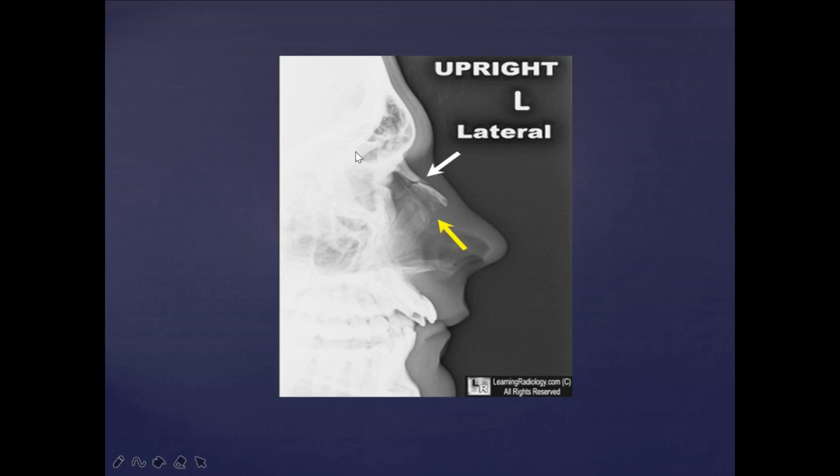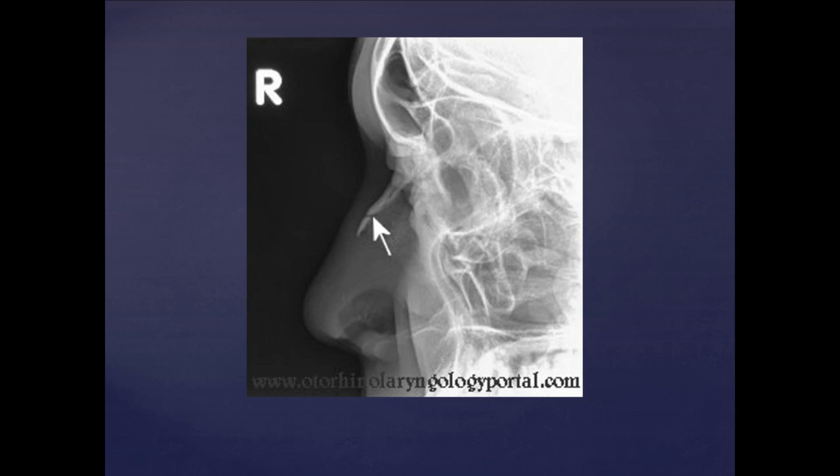This is the frontal sinus. This is the frontal sinus. This is the nasal bone, nasal septum. This is the tip of the nose. This is again on the right side, right lateral view. Maxillary sinus, frontal sinus, nasal bone. So the nasal bone is very thin at the tip of the nasal bone.